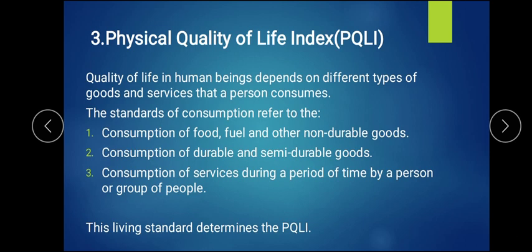Then comes the physical quality of life index. So what is the physical quality of life index? We are going to see. It is the consumption of food, fuel, non-durable goods, durable and semi-durable goods, and services by a person or a group of people. So all the things which help a person to live a better quality of life or a comfortable life, that is called the physical quality of life.